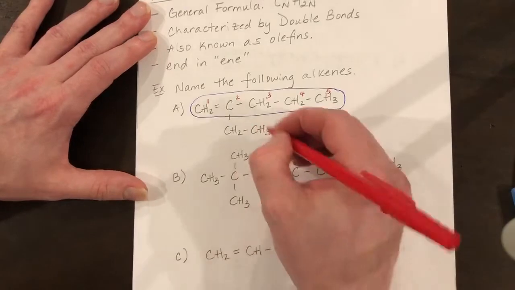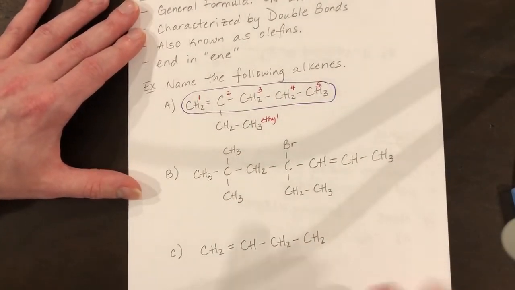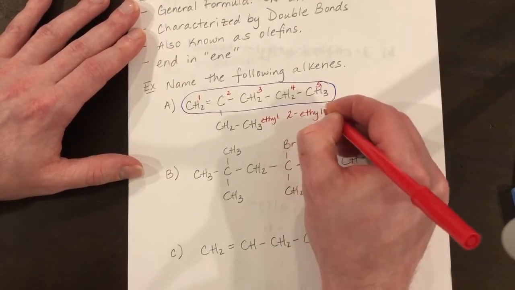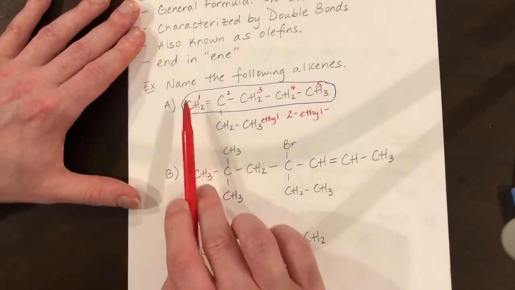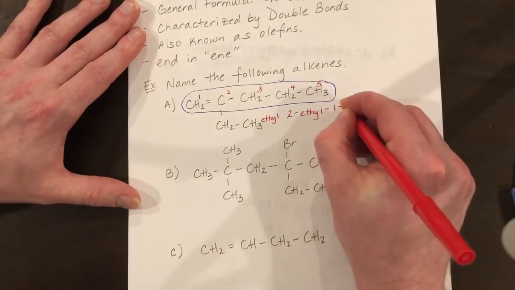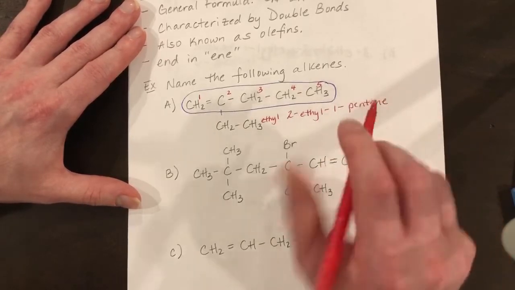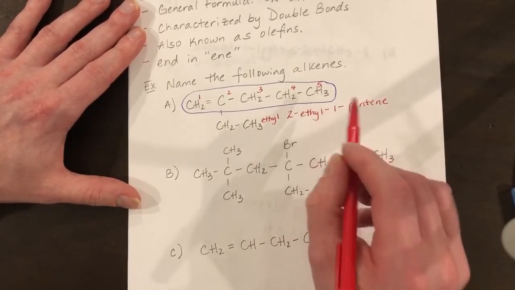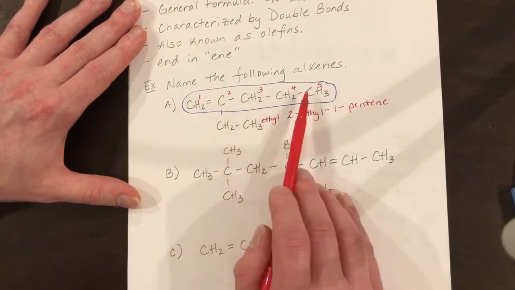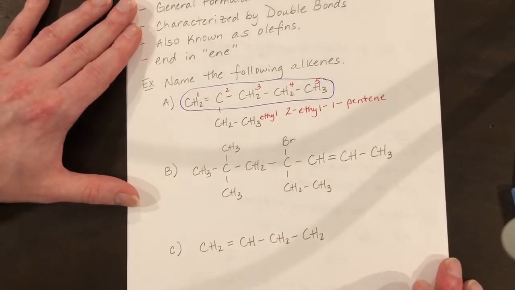Okay, so this is an ethyl group, just like we did before. So this is going to be 2-ethyl. We have to locate where the double bond is, so it's in between the 1 and 2 carbons, so we say it's 1-pentene. This little number right here tells you at what position you're in. If it was right here, it'd be 2. If it was right here, it'd be 3. If it was right here, it'd be 4. It ends in -ene because it's an alkene.